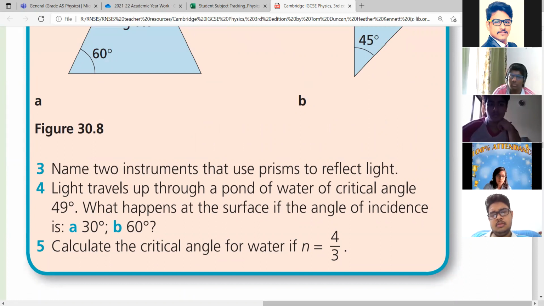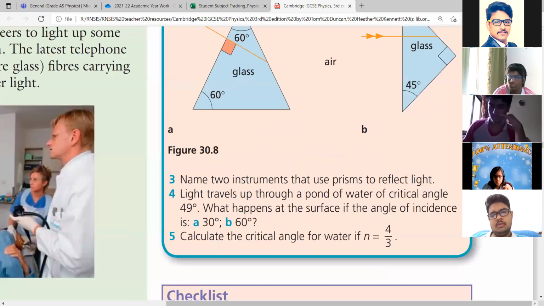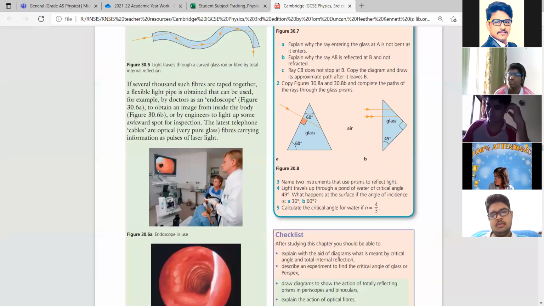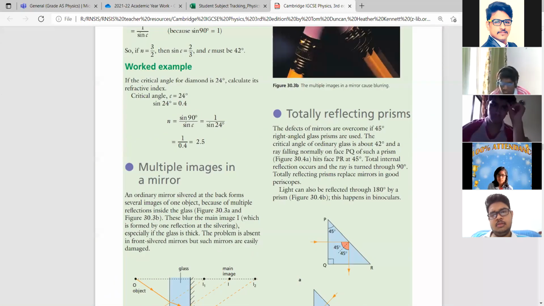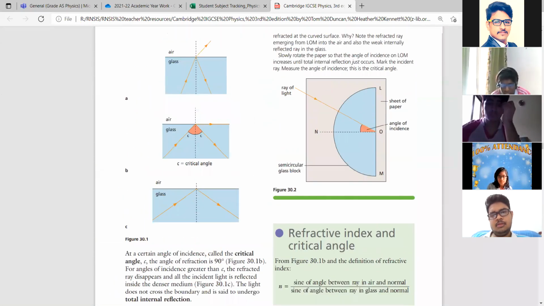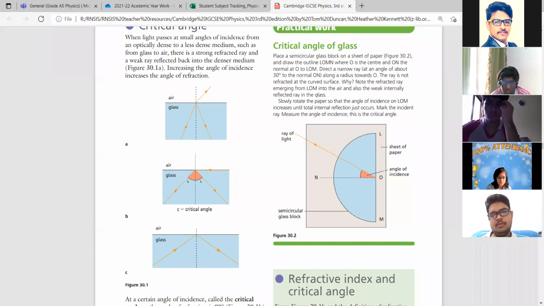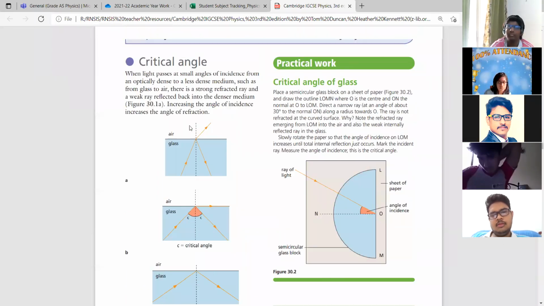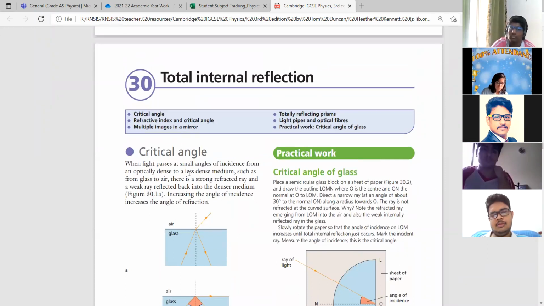Light travels up through a pond of water of critical angle. Do you all understand what is critical angle, by the way? I didn't ask if you have doubts in total internal reflection. Do you want me to explain? Please raise your hand if you want me to explain. Yes. Okay.